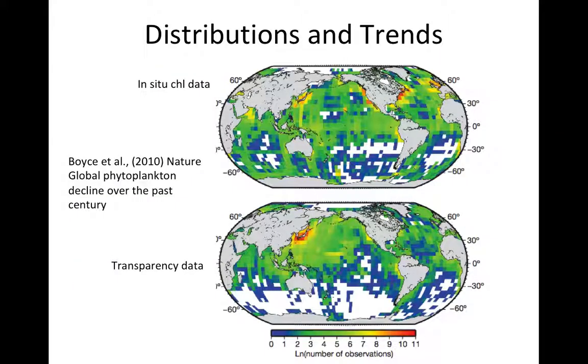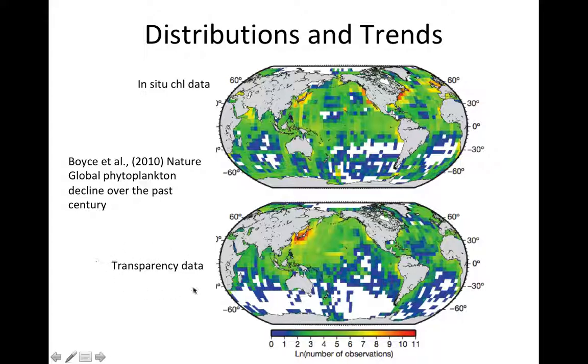So there's been a lot of work looking at distributions and trends. These are more examples of how you can pull together lots of different methods and the advantages and disadvantages of the different methods. So there's this paper that was published in Nature in 2010 looking at global phytoplankton decline. They identified from 2 different data sets that globally phytoplankton were declining in abundance. One was the in situ chlorophyll data, so these are in situ measurements which have been taken from ships, and they collated a large data set from all ship measurements that they could find.